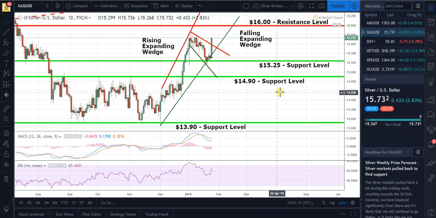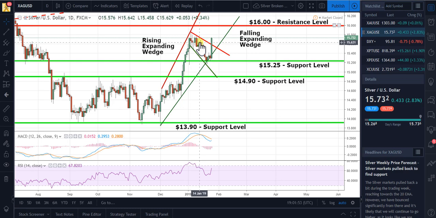Today is January 26th. I am doing a review and outlook for silver. This is silver's daily chart. In my last video from last weekend, dated on the 19th, I had a rising expanding wedge in the silver chart as well as a falling expanding wedge.